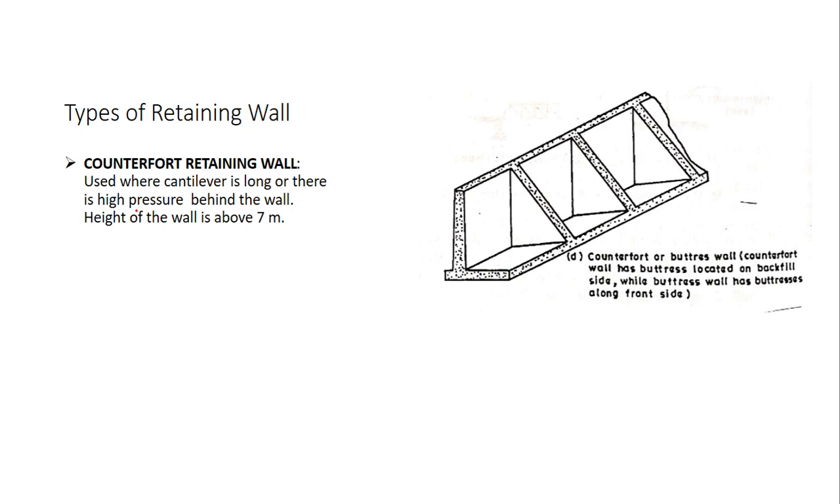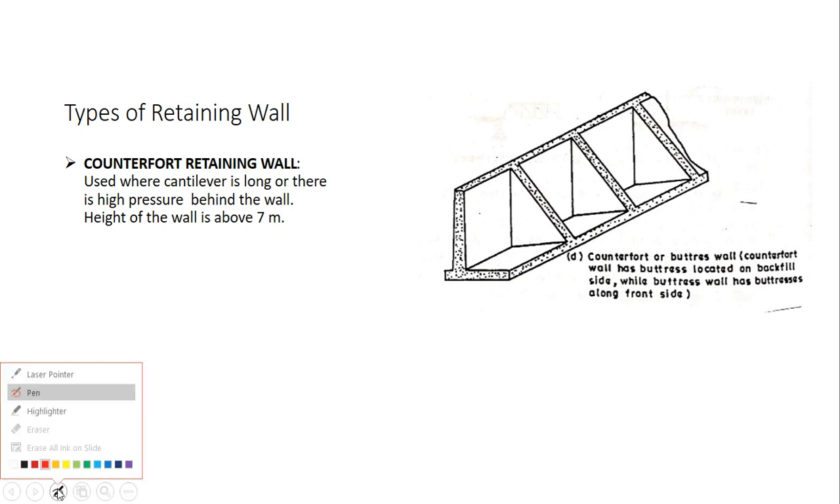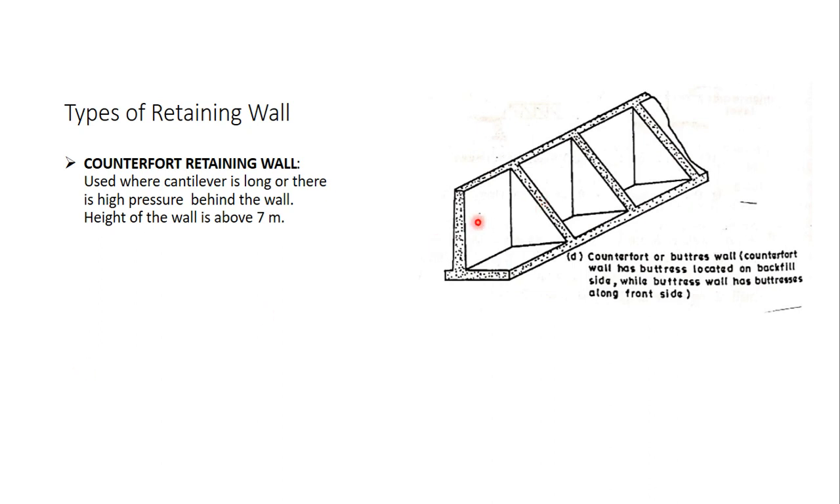The next type is counterfort retaining wall. These are very similar to cantilever retaining walls, but these are used when the cantilever is very long. To provide stability to the cantilever, we use certain structures called counterforts. So these are counterforts. Counterforts actually tie the heel slab to the stem, as a result of which additional stability is being provided. Now the height of such walls is always greater than 7 meters.